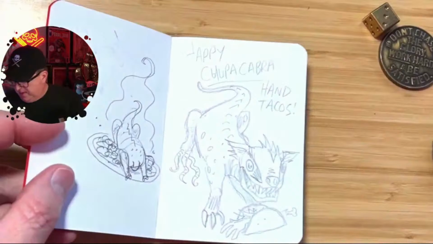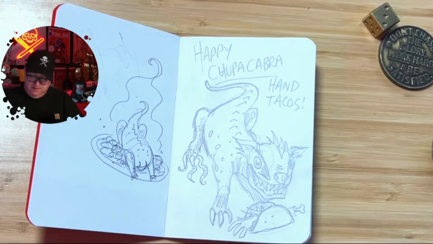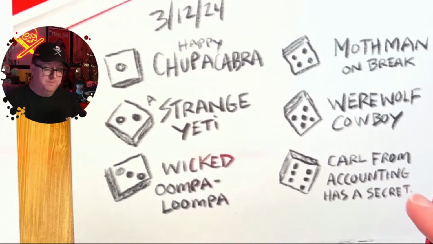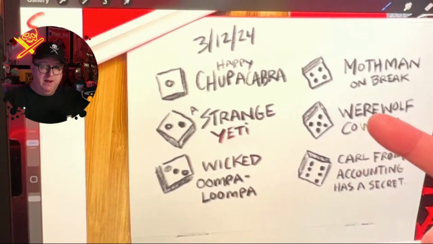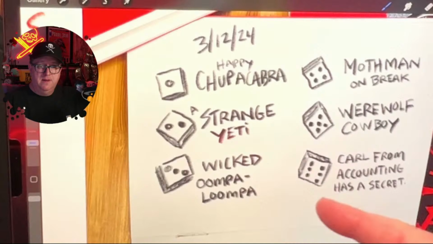Just as a reminder for those who are joining late, today's drawing prompt was a dice challenge. And I rolled number one. But you can choose any of these wonderful prompts. I was hoping to get Werewolf Cowboy or Carl from Accounting Has a Secret. I feel like any one of these could be something.